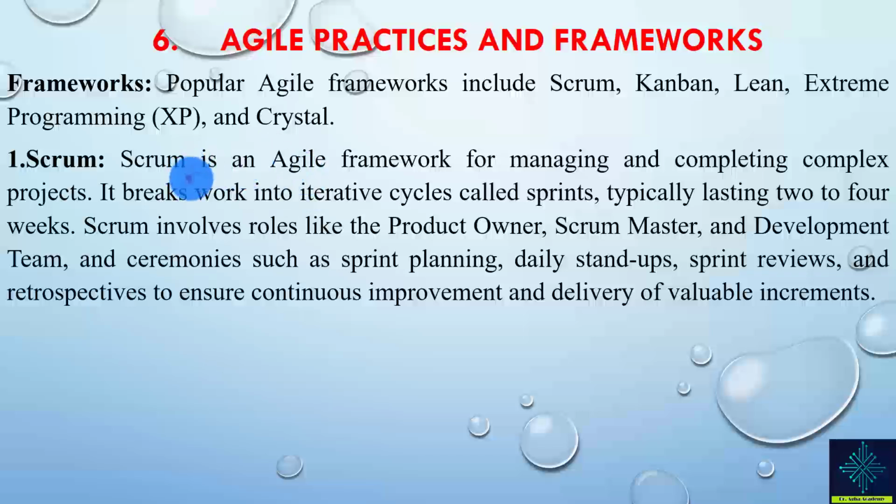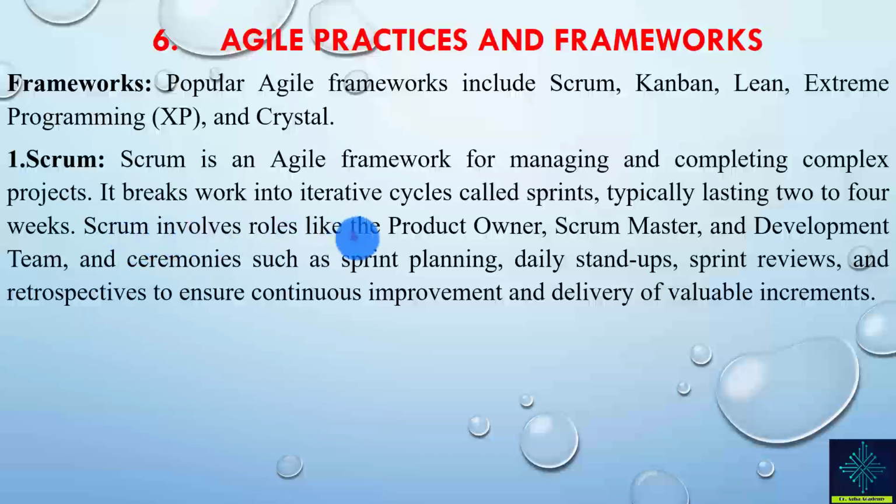Let's start with Scrum, which is an Agile framework for managing and completing complex projects. What we do in Scrum is break work into iterative cycles called sprints. Typically, these sprints last for 2 to 4 weeks. Sometimes less than this, but never more than 4 weeks. Sometimes it might last a week, but usually it's 2 to 4 weeks.